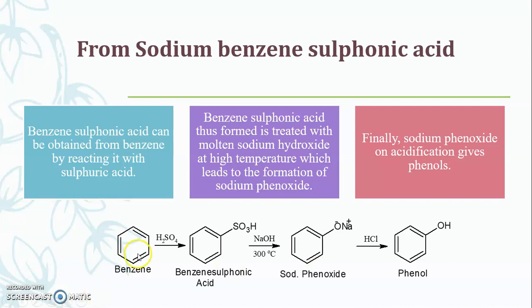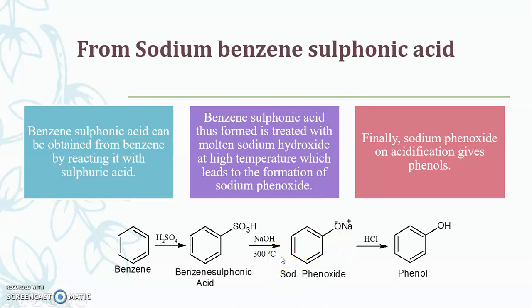Now you can see this reaction. This is benzene sulfonic acid. We know that this benzene sulfonic acid is obtained from benzene by treating with H2SO4. This is another electrophilic substitution reaction of benzene. So here also, indirectly, benzene is the starting material used for the synthesis of phenol. First we have converted benzene into benzene sulfonic acid. This benzene sulfonic acid, when treated with sodium hydroxide at high temperature, that is 300 degrees Celsius, will be converted into sodium phenoxide.